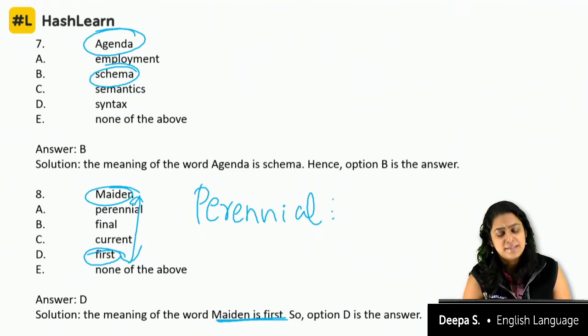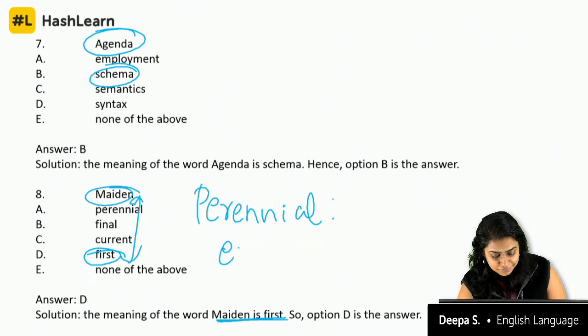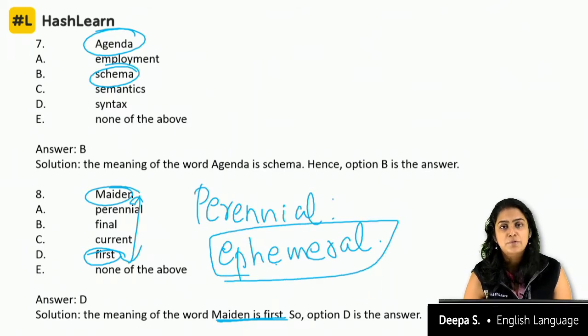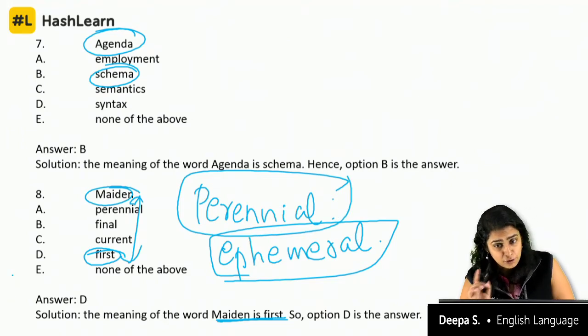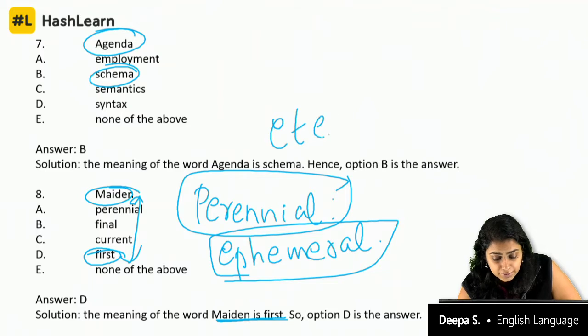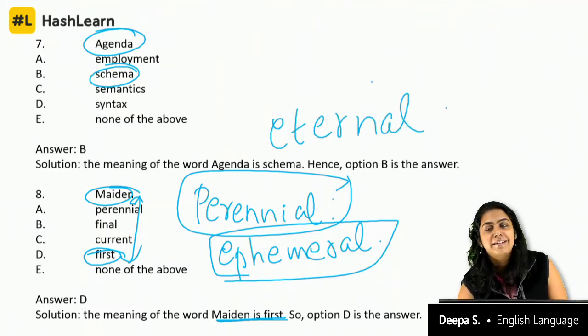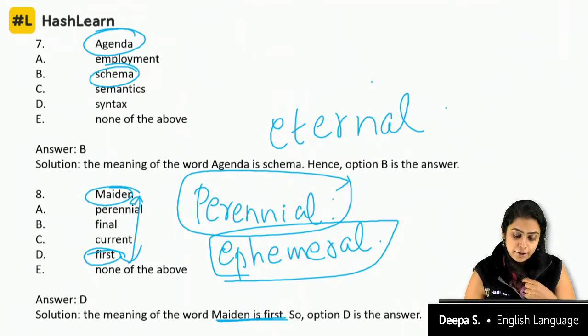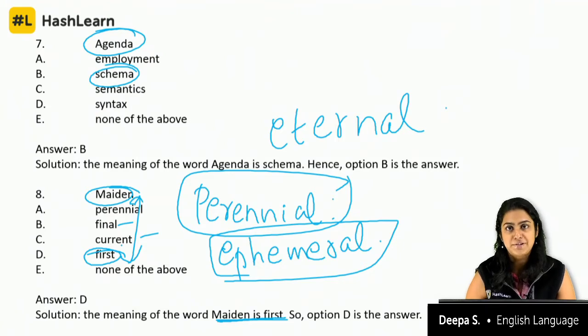Now what is the opposite of perennial? Ephemeral. Ephemeral is something that lasts for a few fleeting seconds and that's about it. The opposite is perennial. Something else that means almost the same, not the same but almost the same, would be eternal, meaning it stays until eternity. Got it? So that is about perennial. Then you have final, current, and of course first. So the answer here is first.